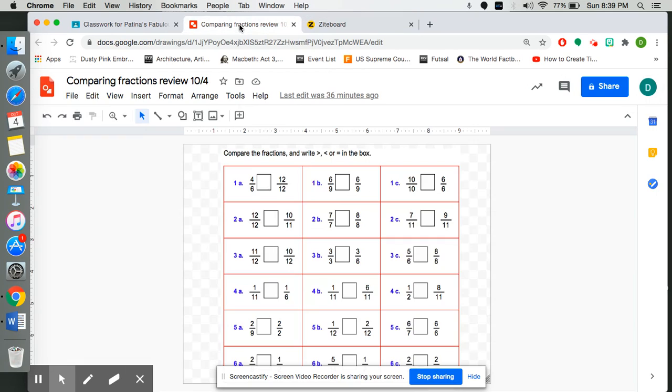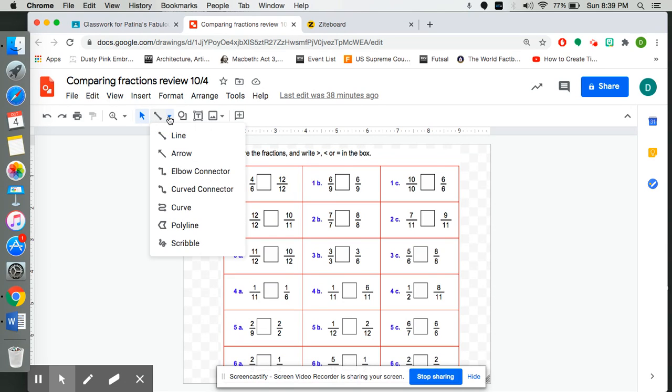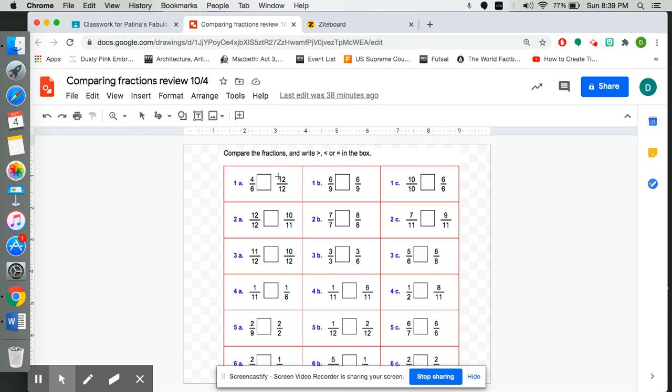So I go back over, and remember on Google Drawings, you have to go to the line tool. You have to go down to scribble. Then the alligator eats the bigger piece, so you would make the mouth open up to 12/12, and that is how you would compare them. So this one, 6/9 and 6/9, we don't even have to draw a picture there because they're the same exact amount, so I would just put equal, and it's sometimes hard to draw equal.